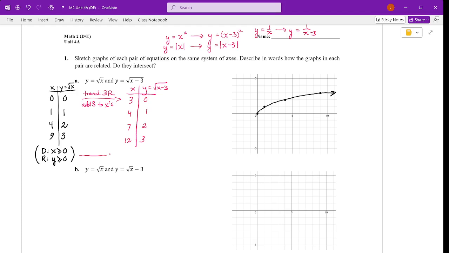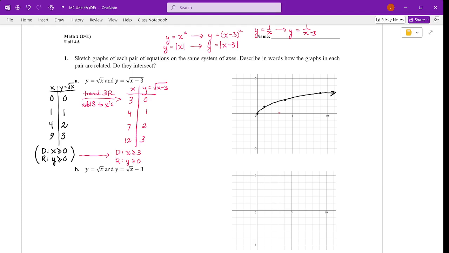Now down here, originally my domain was I could have 0 for an x and bigger. But if I'm going to add 3 to all my x's, well, my domain for this new function changes. It's now 3 and bigger. The range, though, the y values never went up or down. So this is still y is greater than or equal to 0 for the range.